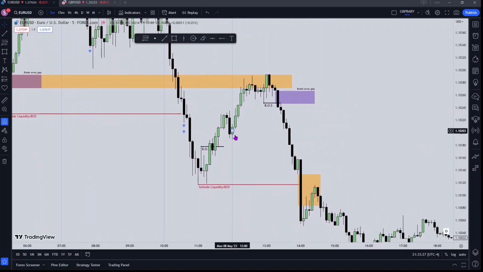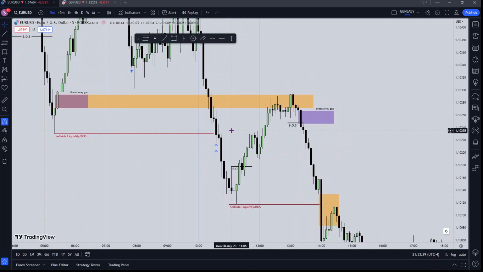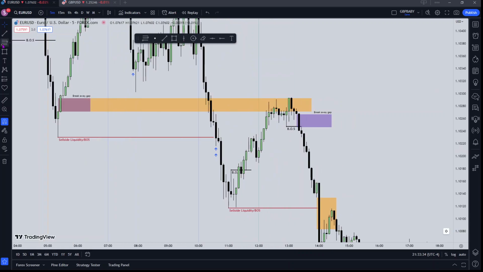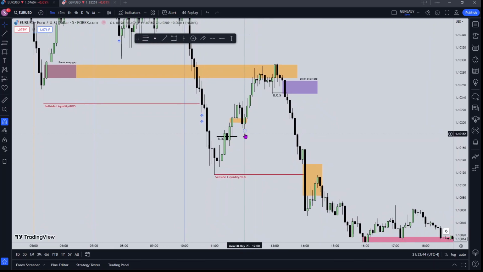So as we go into, I just noticed this breakaway gap. I'm starting to recognize them now. Baby steps, guys, baby steps. You see, I wouldn't really trade after 12, but I'm going to put an entry here anyway. And I want to recognize this is a breakaway gap.